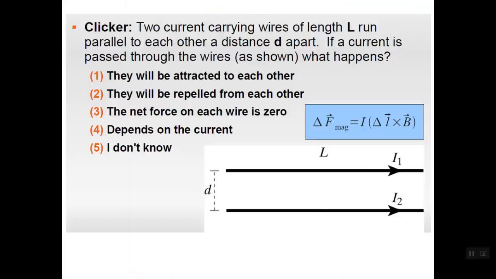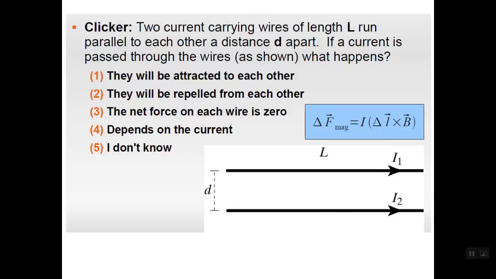Let's try this question. Two current carrying wires of length L run parallel to each other a distance d apart. If a current is passed through the wires as shown, what happens? Stop the video and take a moment to try to answer this question on your own before continuing. Let's determine the magnetic forces on each wire in turn.